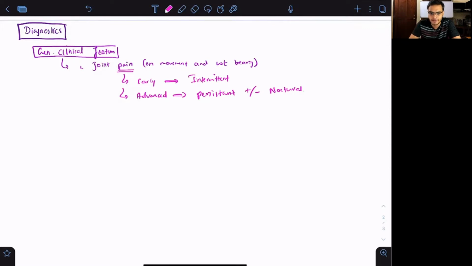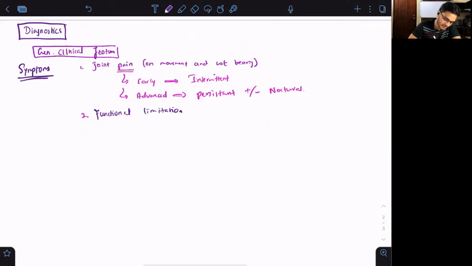Then, the next thing I want you all to know, guys, is reduced, right? You can say functional limitation. Now, you all can put the major topic under these generalized clinical features, and you can put these as subtopics. Now, these are all symptoms. These are what are experienced by the patient. Functional limitation, right?